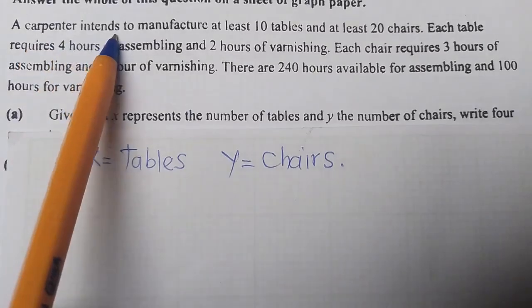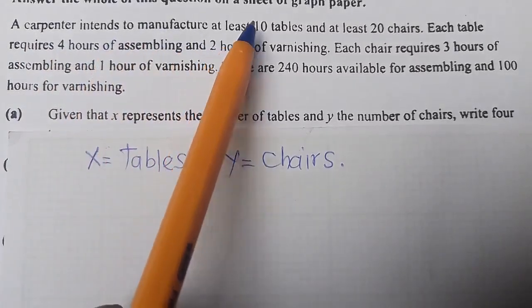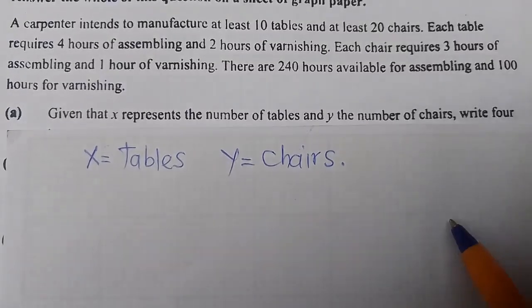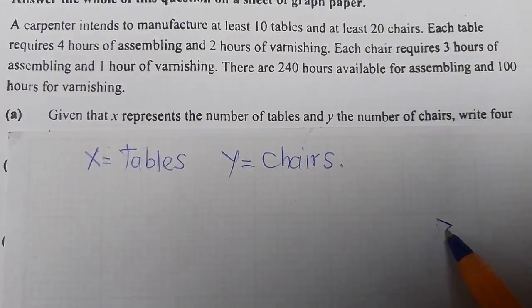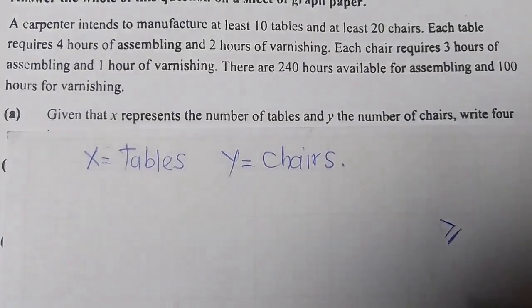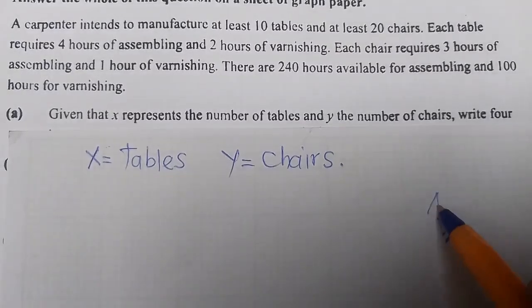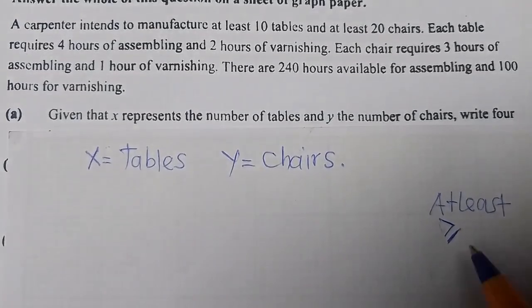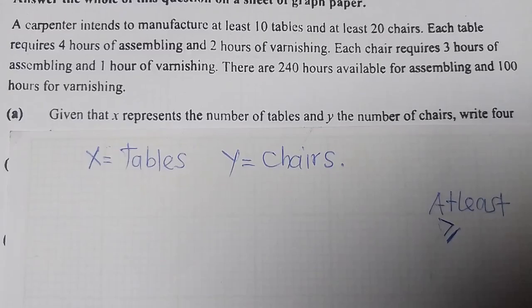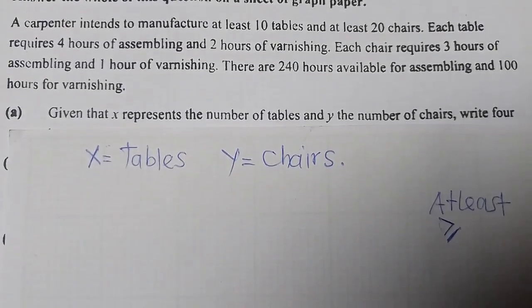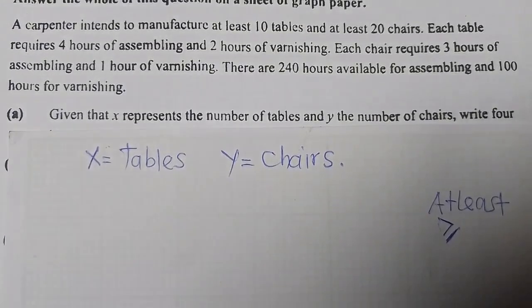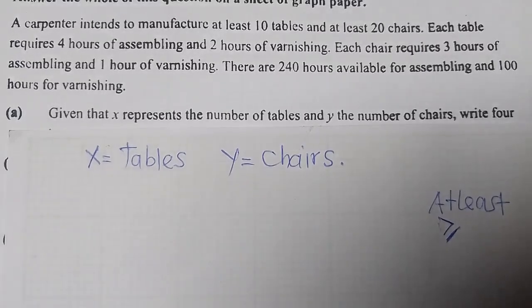The question is, a carpenter intends to manufacture at least 10 tables. To give you a background on inequalities, we've got words like at least. At least means greater than or equal to. So each time you hear the word at least, this is what it means. This is the symbol for at least. We've got words like at most. At most is less than or equal to. We've got words like less than, you know it's less than.